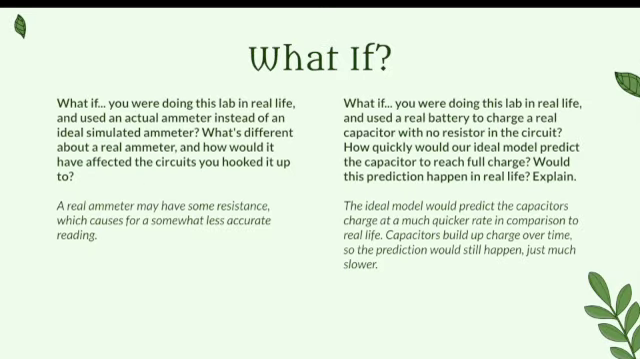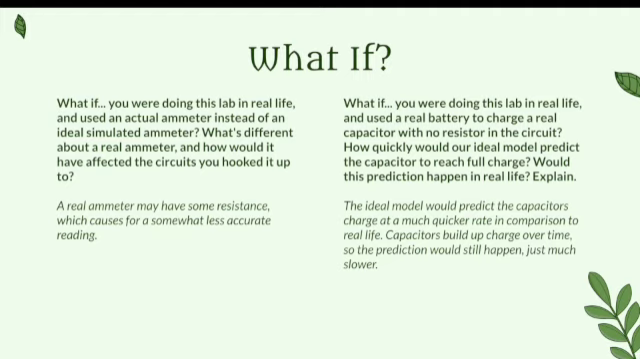What if? So what if you were doing this lab in real life and used an actual ammeter instead? What is different about it, and how would it have affected the circuits? So a real ammeter is going to have some small resistance, and it would just make the results less accurate to what the computer model showed.